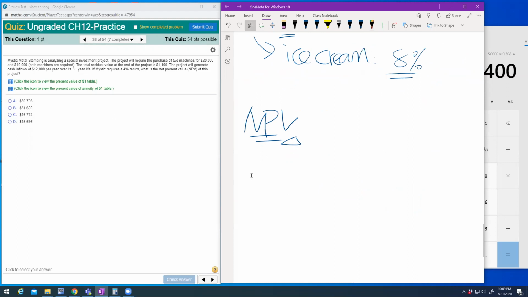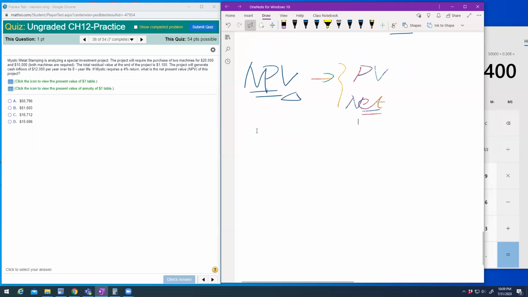Let's look at the NPV. To get NPV, you have to do 2 steps. First, you have to get the present value, and then you get the net, right? Net present value. The way I do it is I like to draw a timeline, a line for the time. Oh my goodness, but this is 8 years. So let's look at this.